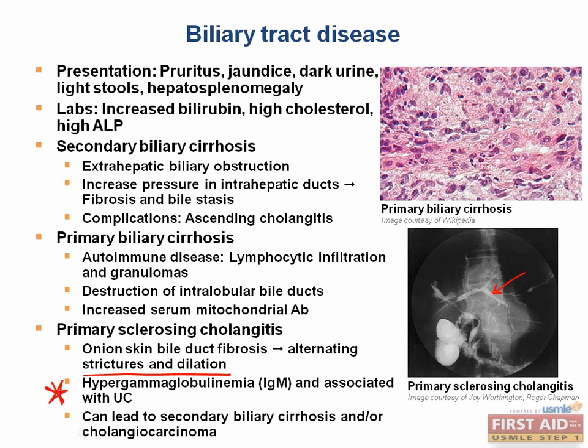Even though most people with UC are female, those that are most prone to primary sclerosing cholangitis are males with ulcerative colitis. Primary sclerosing cholangitis can lead to secondary biliary cirrhosis, or cholangiocarcinoma.